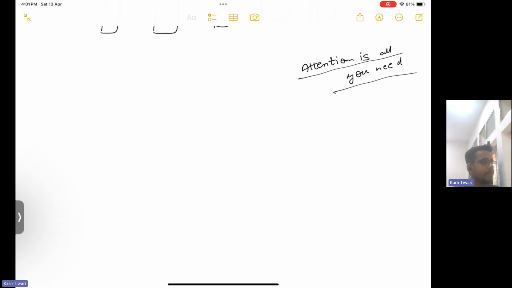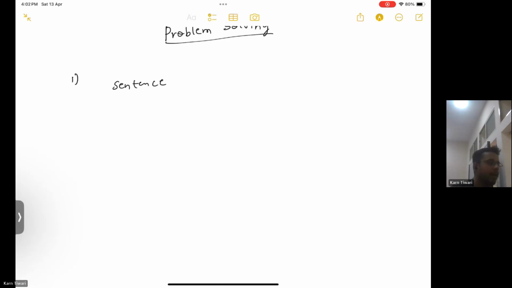Now let's start solving some of the problems. Problem solving. The first problem: if we make a vocabulary for an encoder-decoder model using a given sentence, what will be the size of our vocabulary? We have been given one sentence: "Encoder decoder models are used to perform language translation tasks."